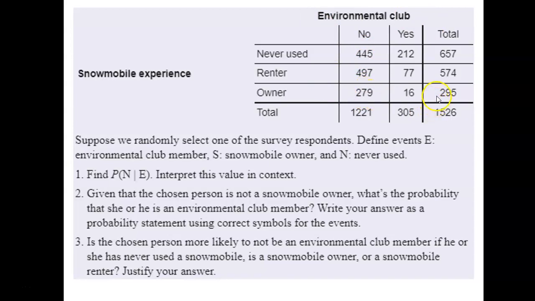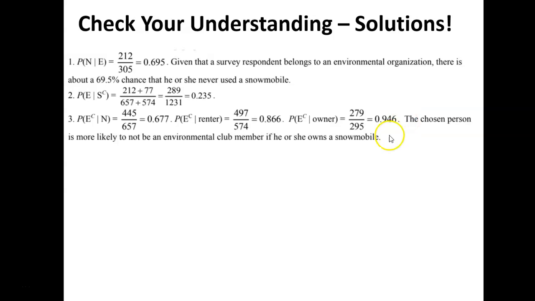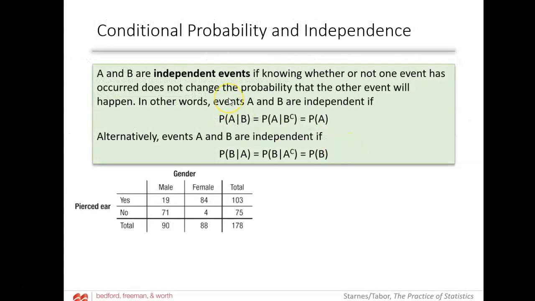It was this number over this number, this number over this number. Sorry about that. All right, anyway, more likely to not be an environmental club member if he or she owns a snowmobile. Now, it is not your job to dive deep and figure out why that is. What's the psychological or environmental impact as to why that is? That's the next stage in the study. For now, we're just doing the math.